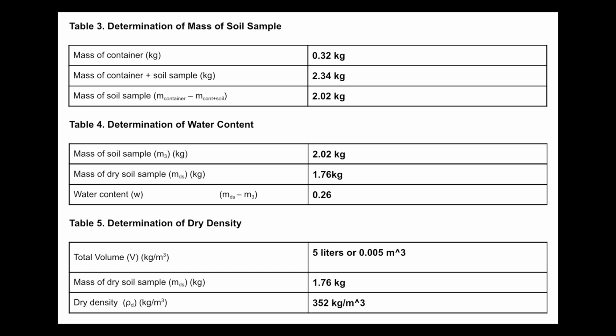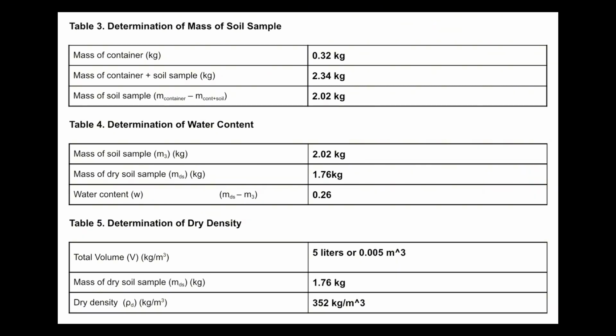Table 3 shows how the mass of the soil sample was determined, which is through the subtraction of the mass of the container and soil sample from the mass of the container alone. To get the water content, subtract the mass of the dry soil sample from the mass of the soil sample, which results to 0.26.